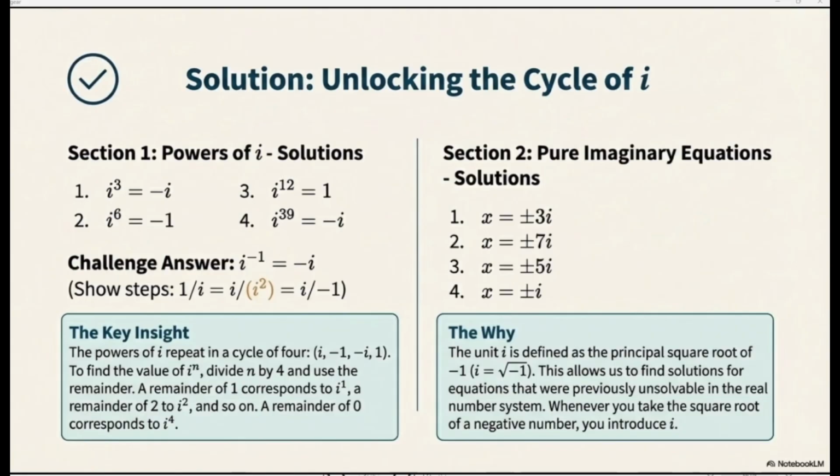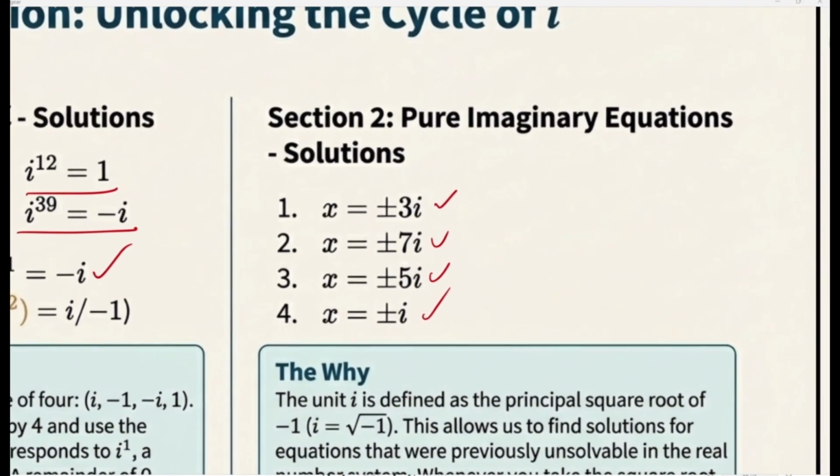It means that right now we do have the answer, and we would like to check that everything is okay or not. As we just saw over here, we had i to the power 3 as negative i, i to the power 6 as negative 1, i to the power 12 as 1, i to the power 39 as negative i itself. The challenge was this one, so we solved it, and in the meantime we found all of our answers. One thing that maybe some of you noticed is that x is positive and negative 3i.